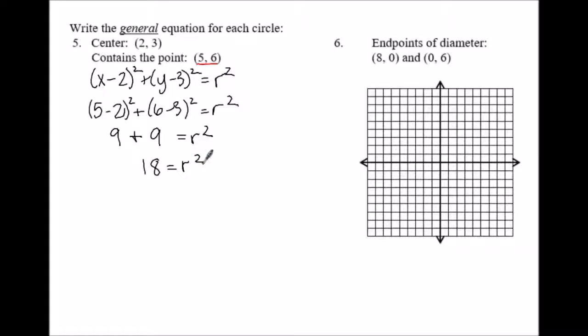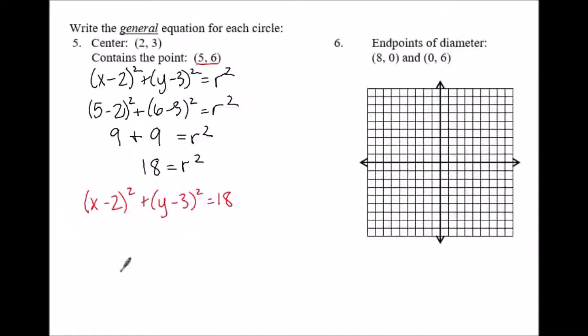The reason I can stop here is because I'm going to have to put r squared in my formula. So if I take the square root, solve for r, get a radical, I'm going to have to square it again when I plug it back into my formula. So I'm just going to stop there. So I end up with my standard form equation of x minus 2 squared plus y minus 3 squared equals 18.